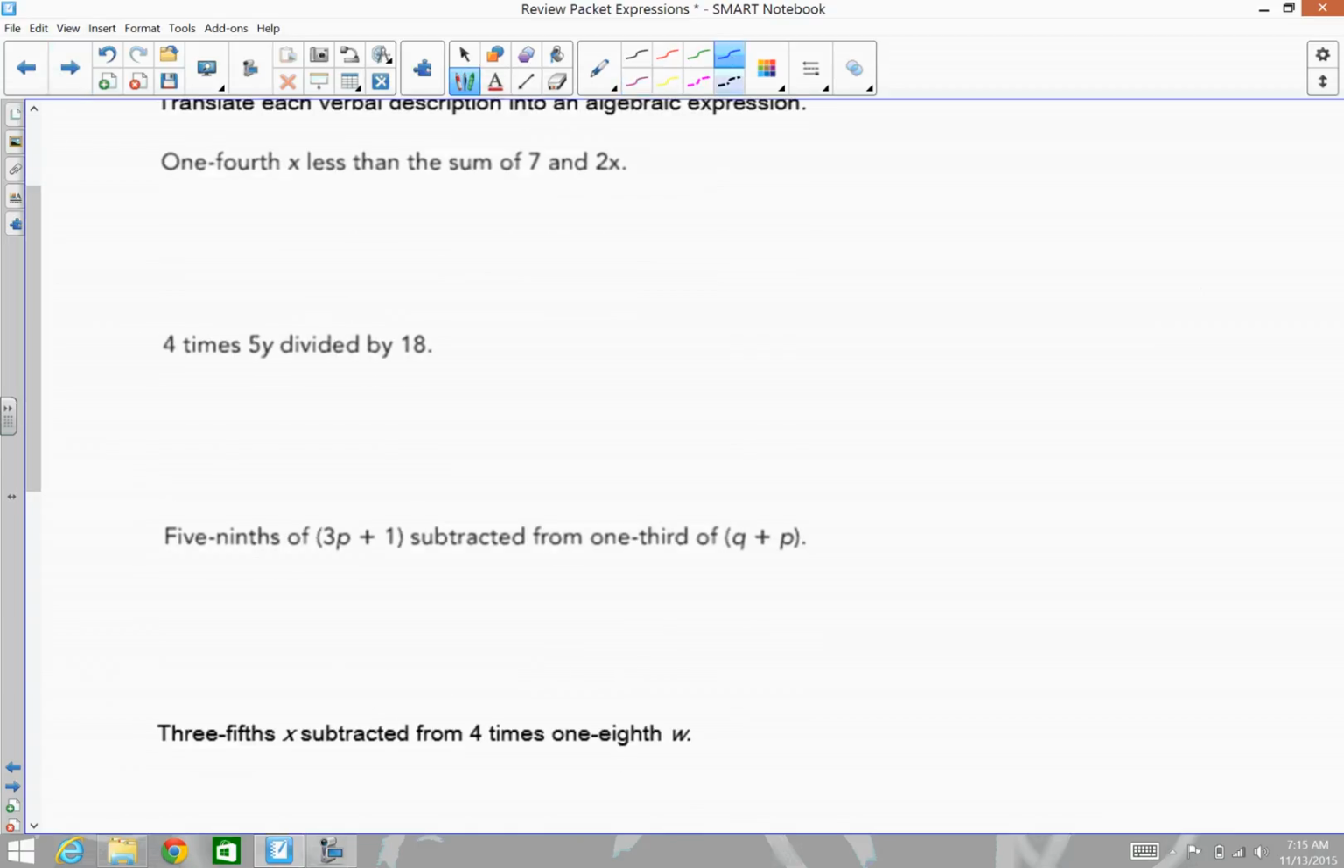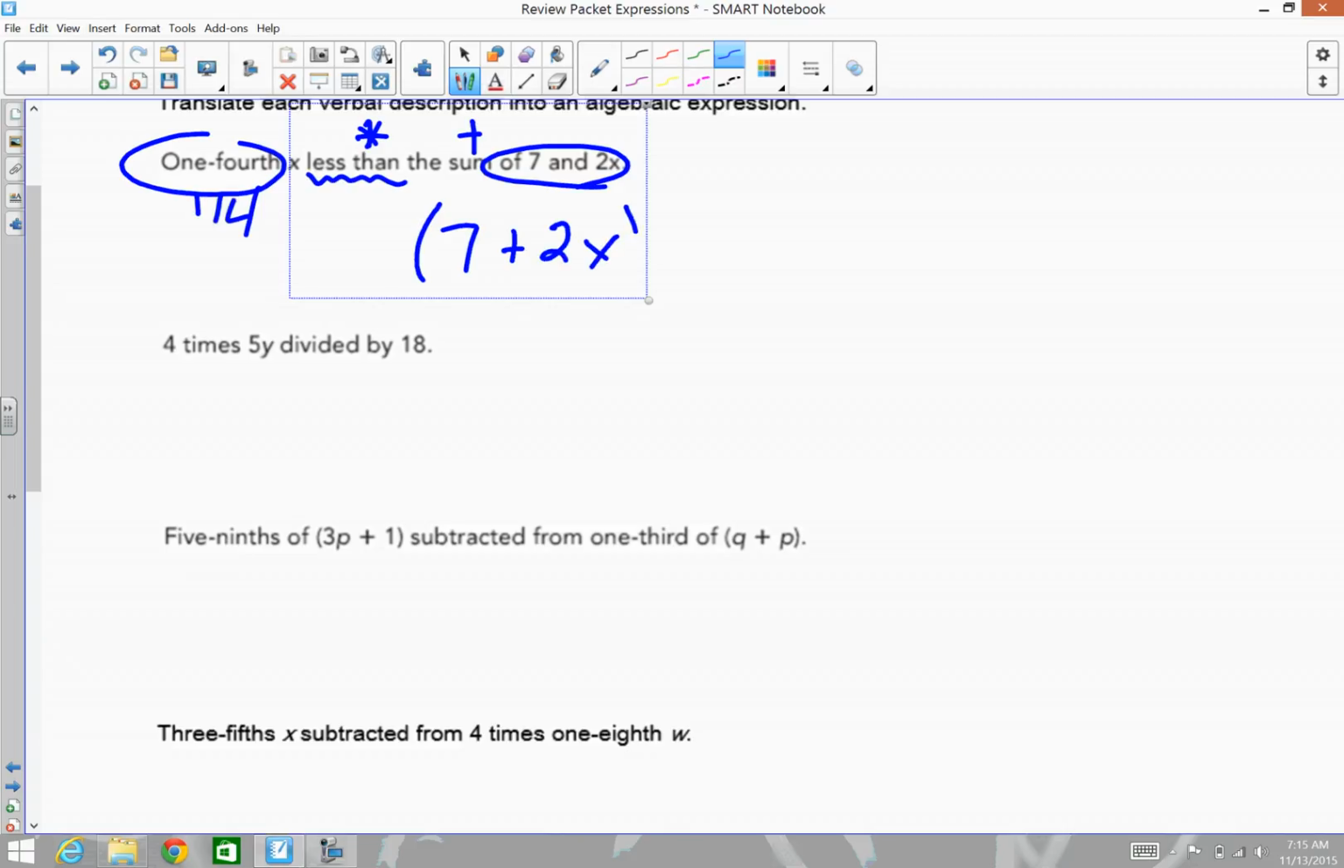Okay, translating verbal descriptions into algebraic expressions. This is 1/4 x less than, that's one of those key phrases that tells us to swap the order, the sum of these. Okay, so we're going to take the sum of 7 plus 2x, and then we're going to have 1/4 x less than that, meaning we're taking 1/4 x away.